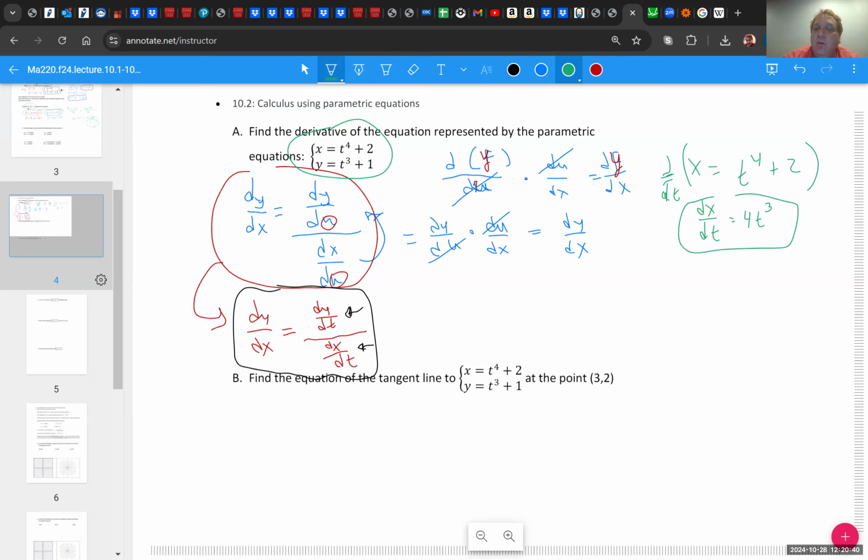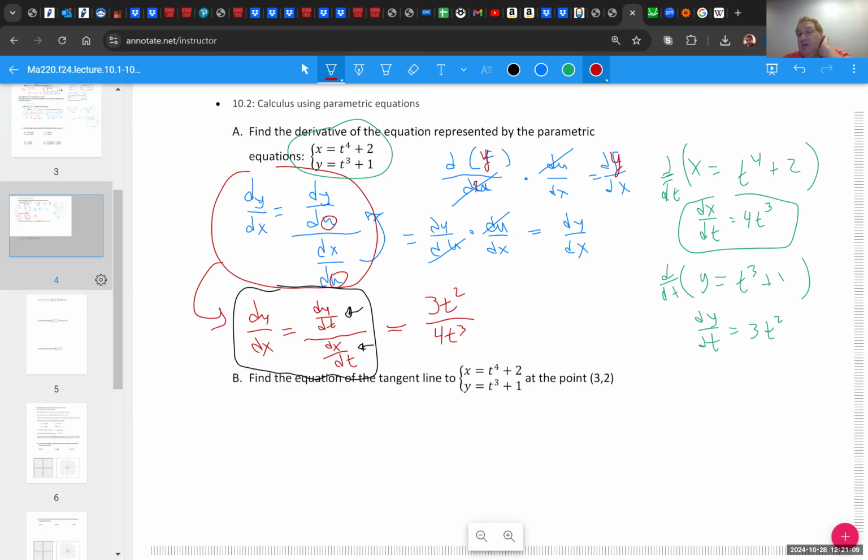And we do the same thing for y. So y is t cubed plus 1. We differentiate everything with respect to t. And we get dy/dt is equal to 3t squared. Okay, so then we can fill in our formula here. dy/dx is dy/dt, which is 3t squared, divided by dx/dt. dx/dt is 4t cubed.